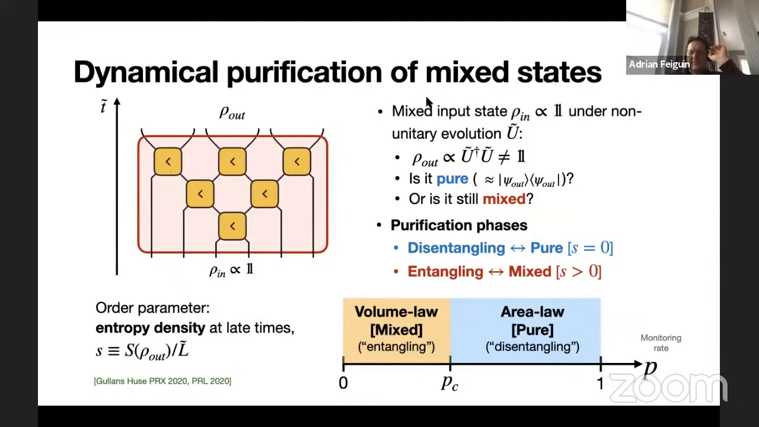Sorry, naive question. You're not applying e to the minus beta h, right? So you're applying something else. That's right. Yeah. But that's closely related as well.